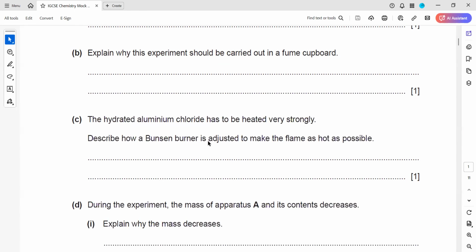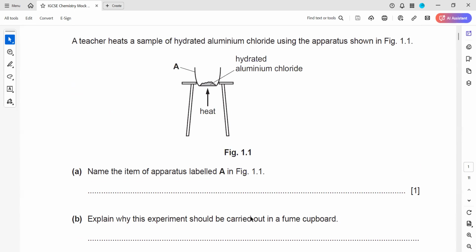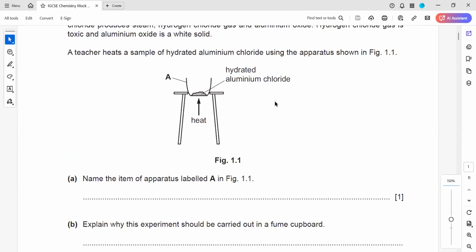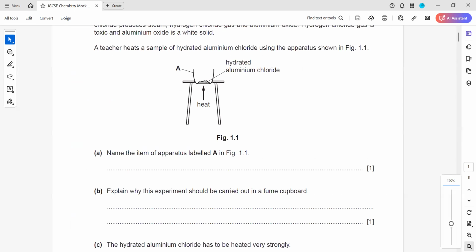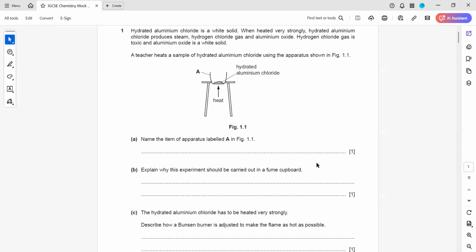Explain why this experiment should be carried out in a fume cupboard. So actually the answer is given in the question. Why is it not a beaker? Because you can see the size of the beaker. We don't have such a small beaker, and a beaker is made of glass. Glass is not a good conductor of heat energy. Whenever we want to heat something to a very high temperature and trap the heat energy, we prefer the use of the crucible. So as you can see in the question, they mention here that it is a toxic gas.